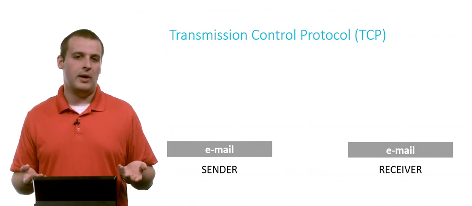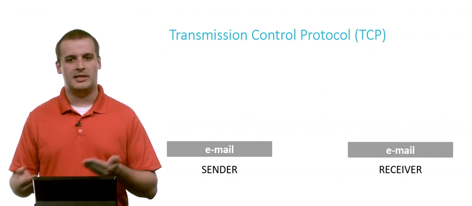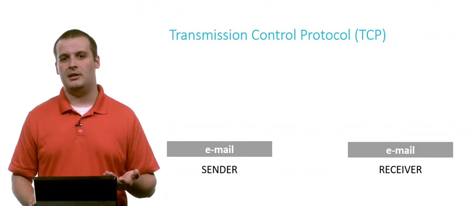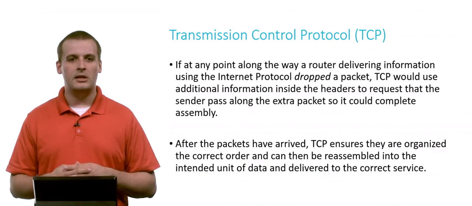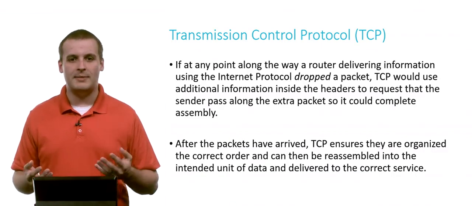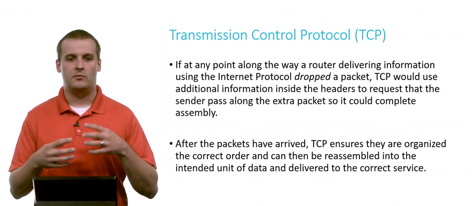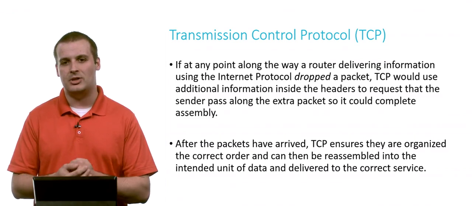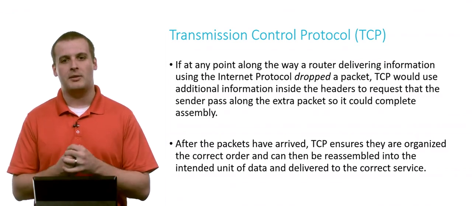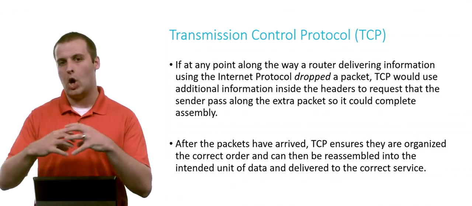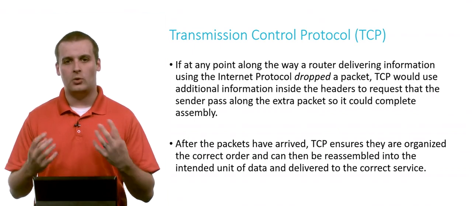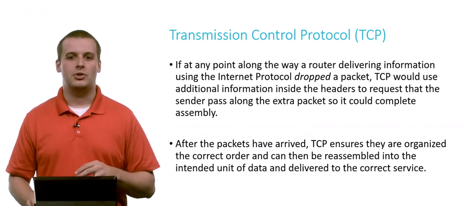And in this way, we've now sent an email from sender to receiver using TCP IP. So as I said, if at any point along the way something went wrong, TCP can deal with it. It can make a request that the information gets sent back to it, and it can reconstruct the message. And once it's reconstructed the message from all of the packets it's received, then it can organize them and deliver them to the correct service. So that's TCP in a nutshell. That's how we guarantee delivery of information.